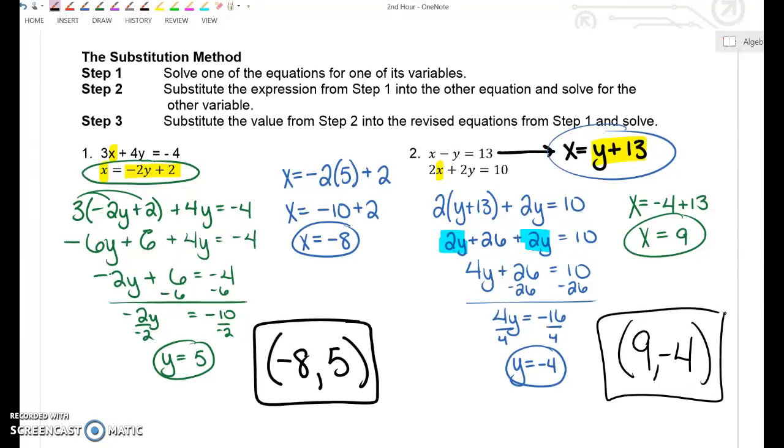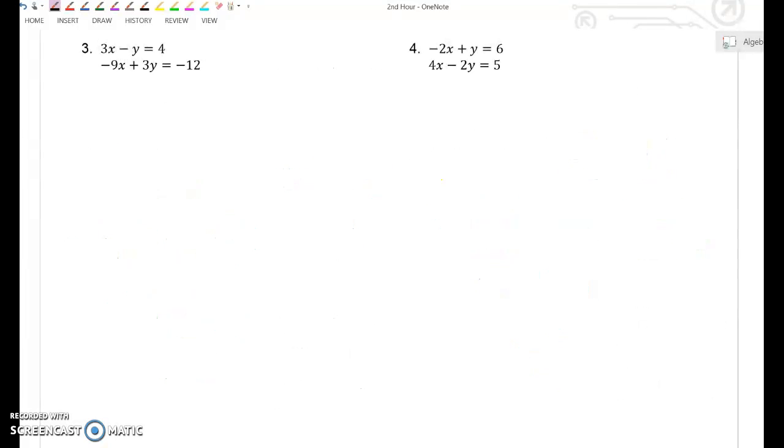The problem with number 3, again, we don't have x equals or y equals. Y is the only variable that I see by itself, so my goal is going to be to get this y by itself. And the first thing that I have to do is subtract 3x from both sides. That would give me negative y equals negative 3x plus 4.